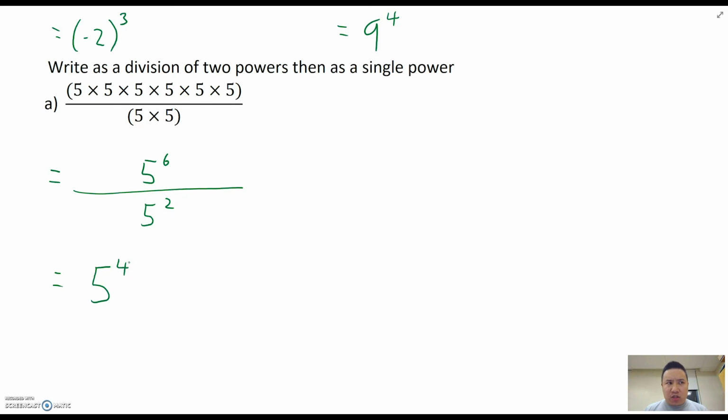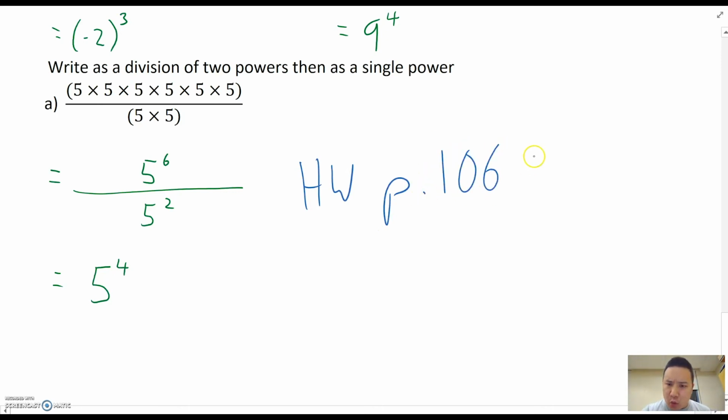So this is where we're going to stop for now. There are 3 more exponent laws, but we'll cover that next class. So this is what I want you guys to do. On page 106, we're going to do numbers 5 all the way up to 13.